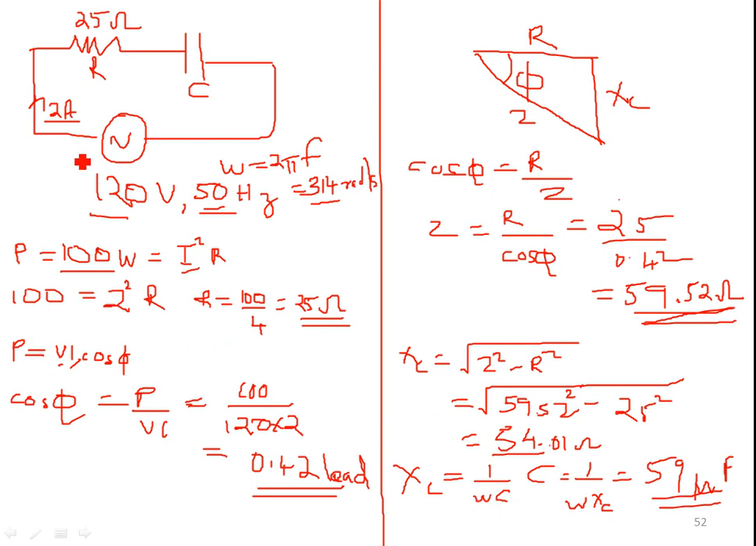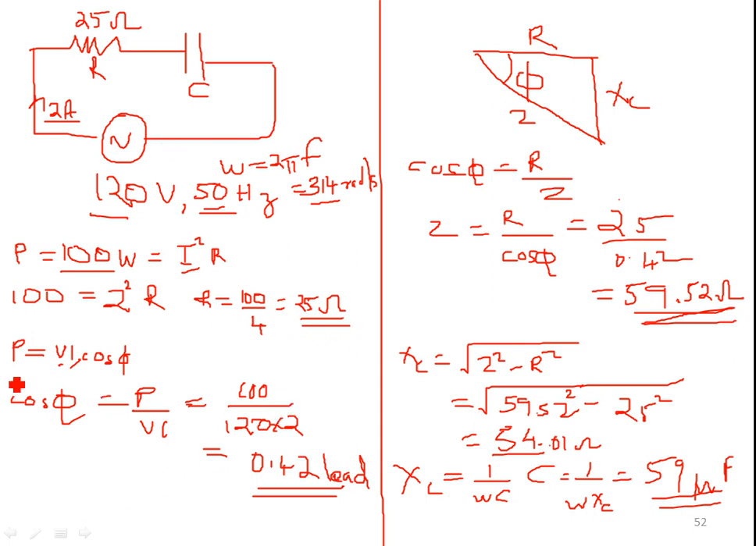So we got the value of resistance and capacitance. Now, once more explaining the problem from the first part. In the question, supply is given as 120 volt, frequency is 50 hertz, current is 2 ampere, and power loss in the resistor is 100 watt. Power loss occurs only in the resistor. Therefore, power is equal to I square into R. Current I is 2 ampere. Therefore, 100 is equal to 2 square into R. Therefore, resistance R is 100 by 4, that is 25 ohm.